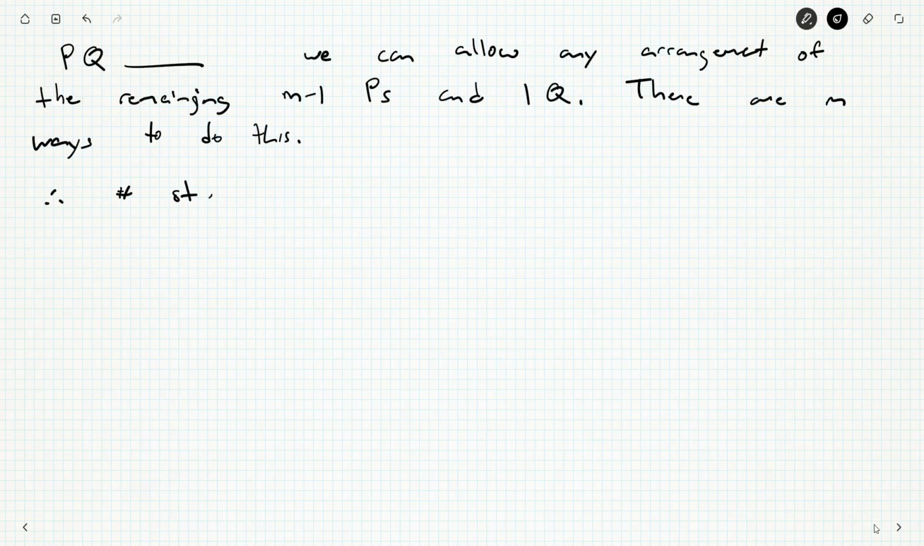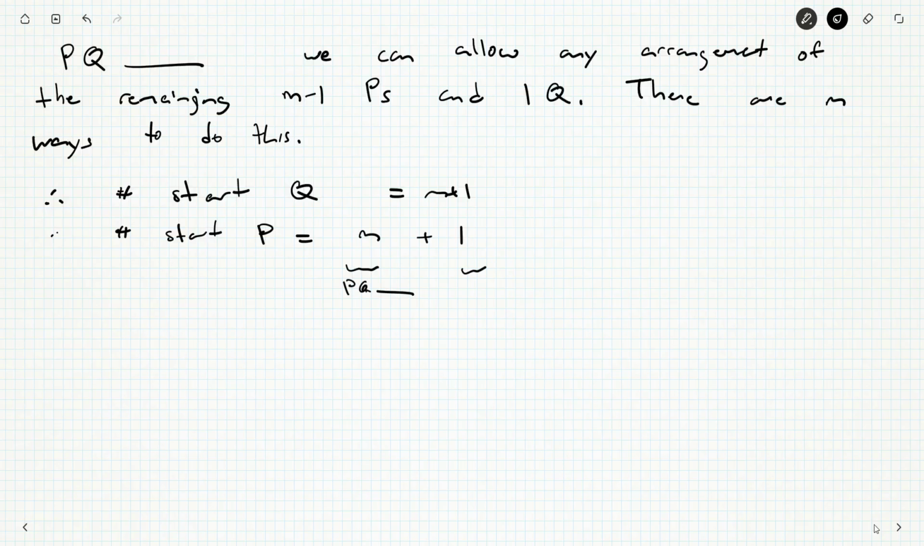So the number of non-predictive that start with Q, we saw as m plus 1, and the number that start with P is m plus 1. This for the one that starts PQ blah, and this for the one that starts PPQQ blah. So that's all that we needed to do. Okay, we did exactly what B asked us to do. We just computed the number that start with Q one way and computed the number that start with P another way.